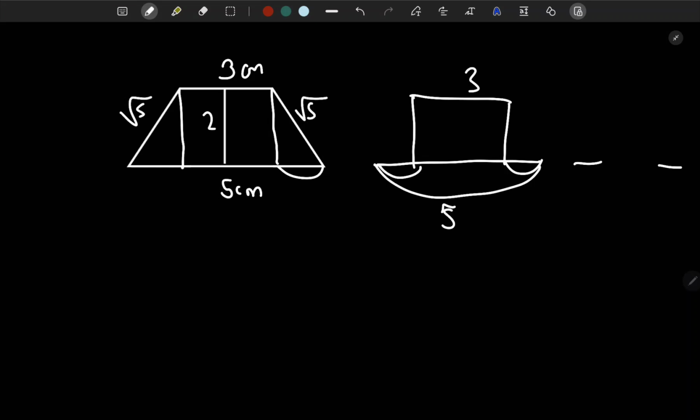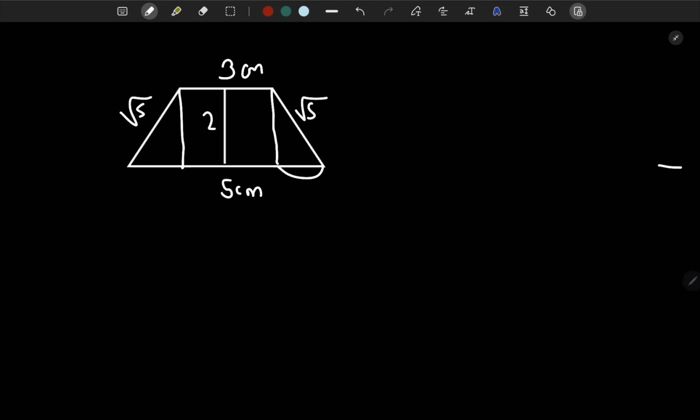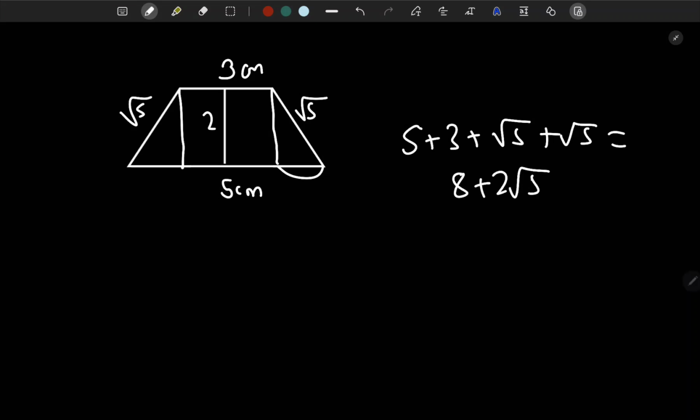So now let's add all these sides up. This is going to be 5 plus 3 plus radical 5 plus radical 5, and the answer is going to be 8 plus 2 radical 5. And if you want the exact value, it's going to be 12.47 and so on. And this is in the unit of centimeters.